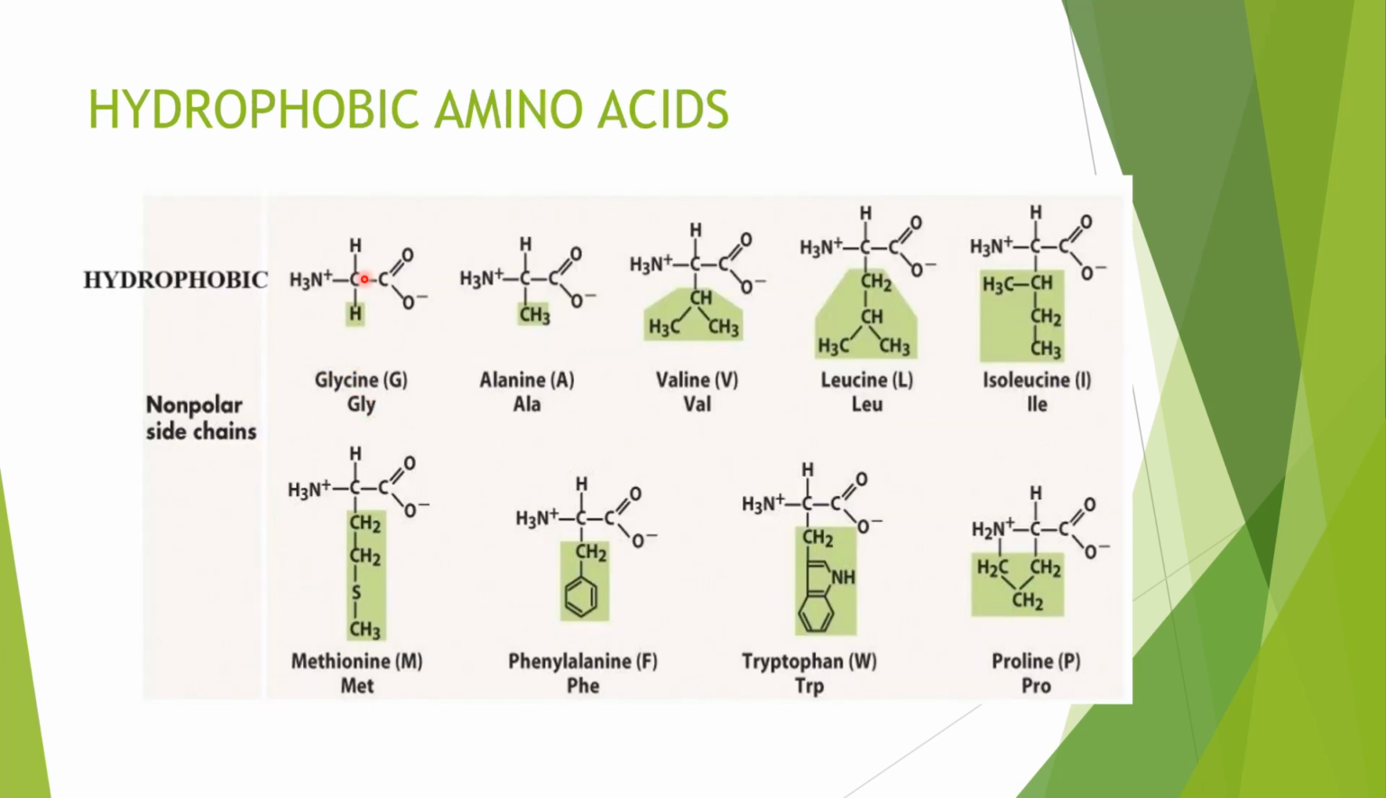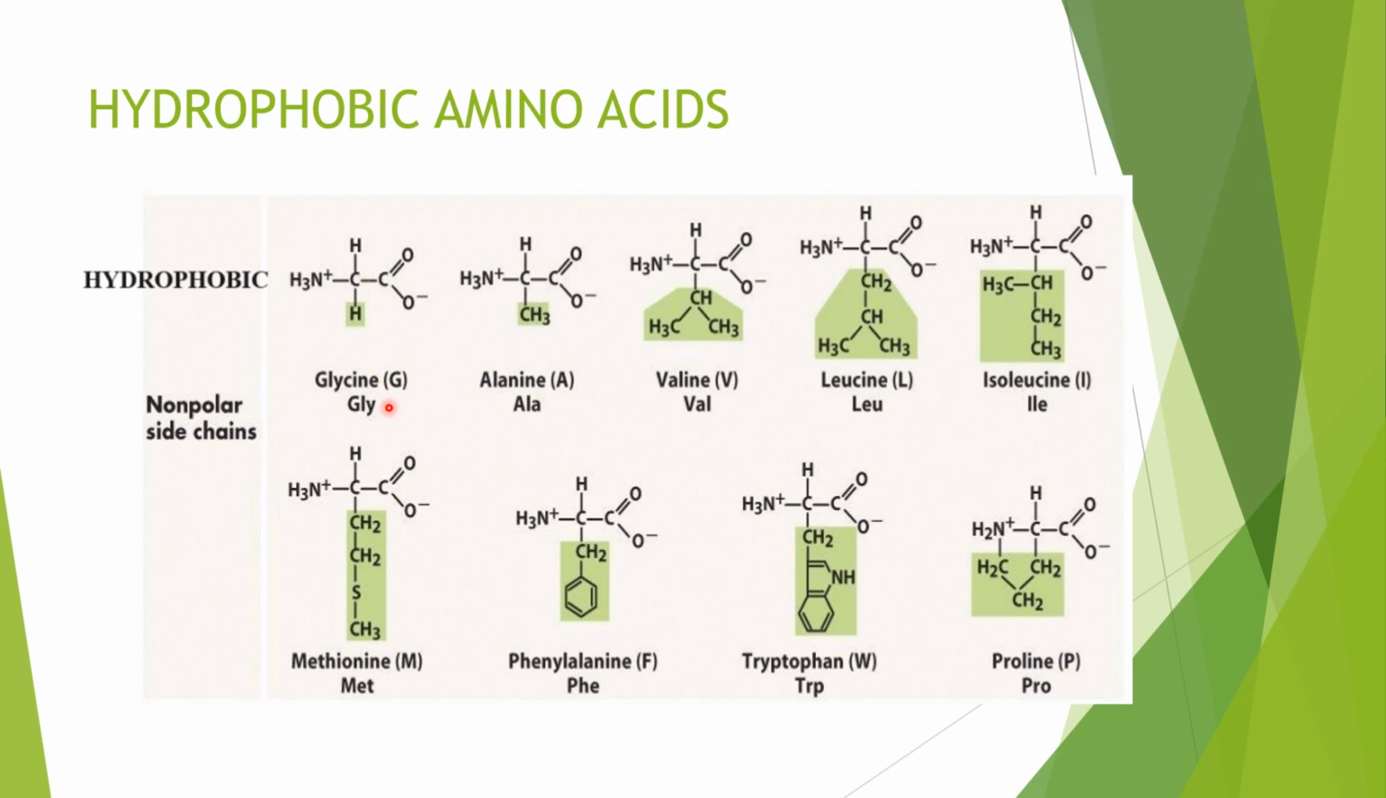Glycine is the first example of an amino acid. You see that an amino acid basically consists of a chiral carbon, an amino group, a carboxyl group, and a hydrogen, and from here the side chains will be varying for all the amino acids. First let us see the hydrophobic amino acids.